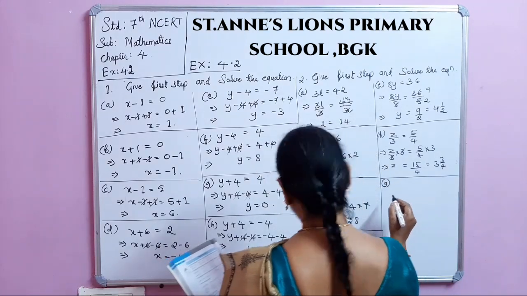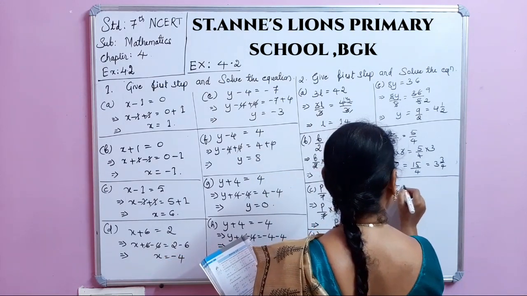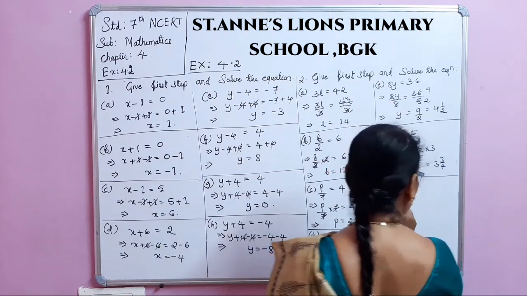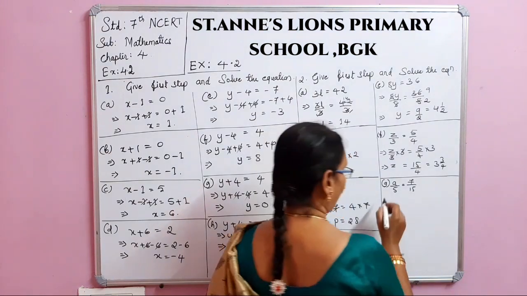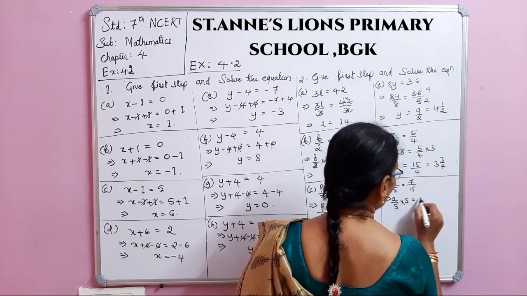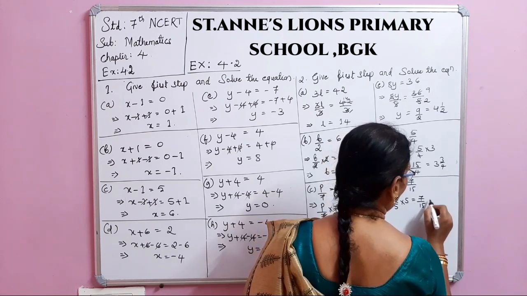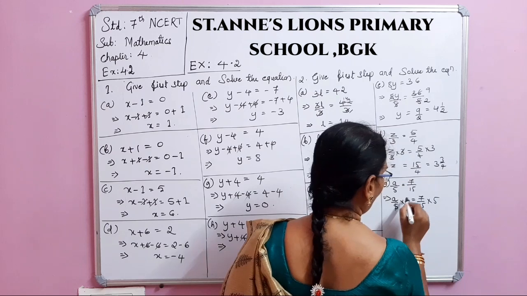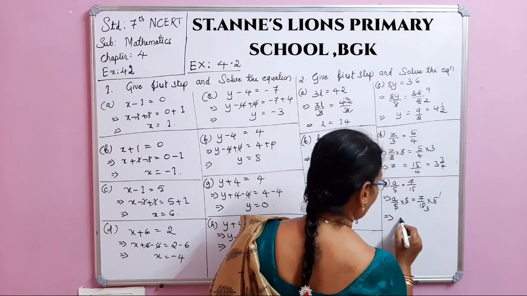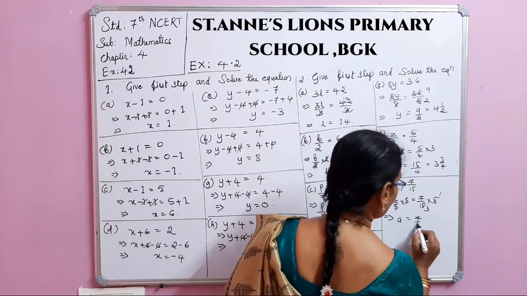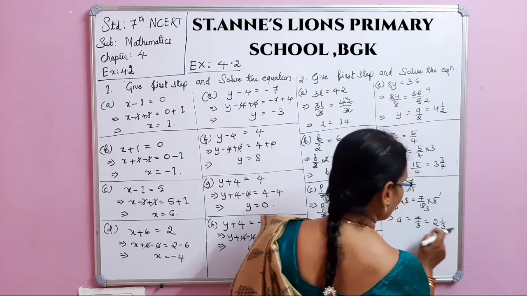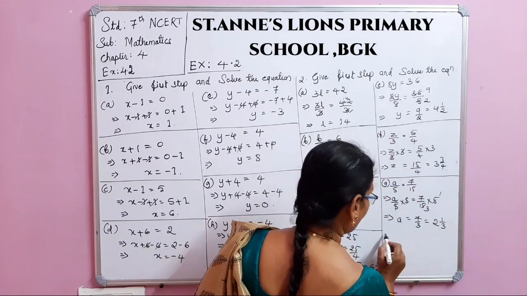Next, a by 5 is equal to 7 by 15. Here division is there, so we have to multiply. a by 5 into 5 is equal to 7 by 15 into 5. 5 got cancelled. 5 ones are 5, 5 threes are 15. So a is equal to 7 by 3, or in mixed fraction you can write 2 and 1 by 3. 3 twos are 6, 6 plus 1 is 7 by 3.